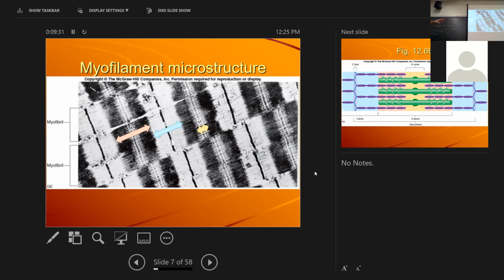Now, the A band consists of so-called thick filaments. And as you will see, these thick filaments are composed of myosin. There's several different types of myosins. This one's actually called myosin 2. The I band contains a protein called actin. And those are the so-called thin filaments.